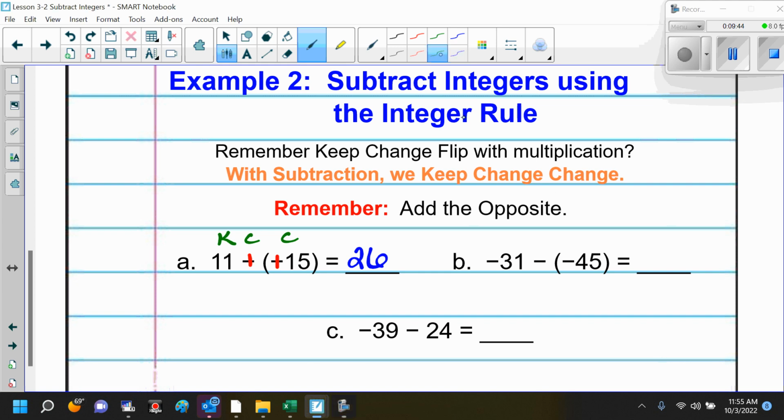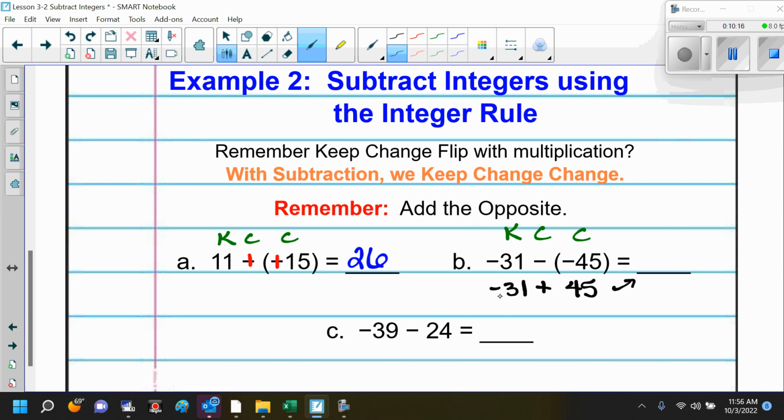So again, we're going to keep, change, change. We have negative 31 minus negative 45. So we're going to keep the first integer, negative 31. The subtraction becomes addition. And the negative 45 becomes a positive 45. And now we follow the rules for addition.